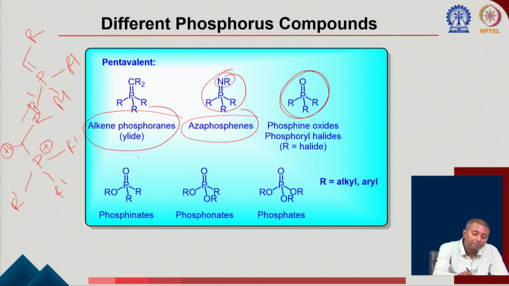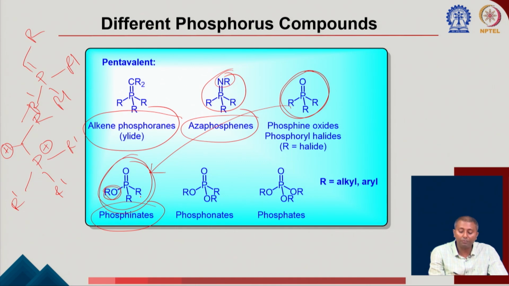Then phosphinates, another compound, having phosphorus with oxygen, and one of the R groups replaced by an OR group. So if from phosphine oxide you replace one R by one OR group, this is called a phosphonate. Then where oxygen is present but two of the R groups are replaced by OR groups, and when three of them are replaced, these are called phosphates.